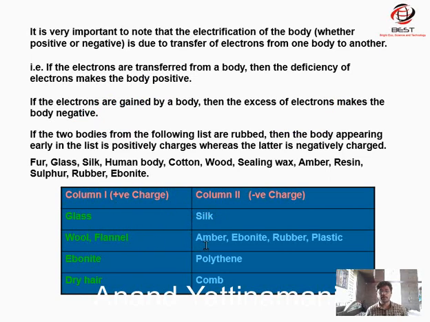If I rub an amber with wool, amber means what we call the resin that is found on the jali tree. If I take this amber and rub it with wool, the wool loses the electrons and becomes positively charged, whereas this amber gains the electrons and becomes negatively charged.